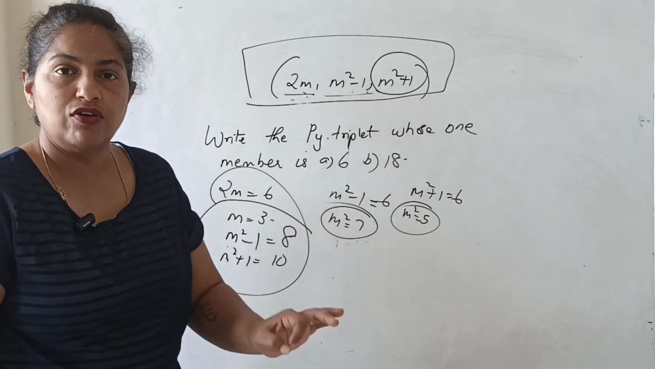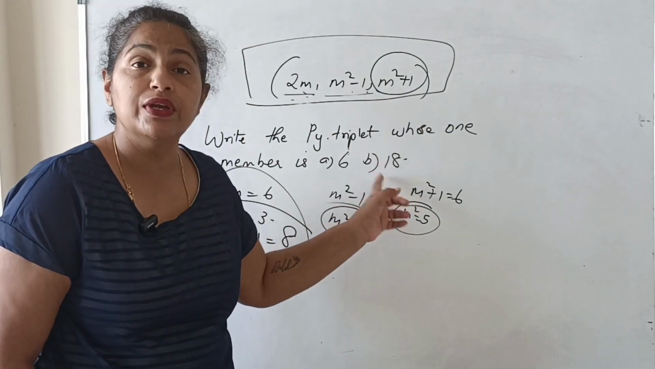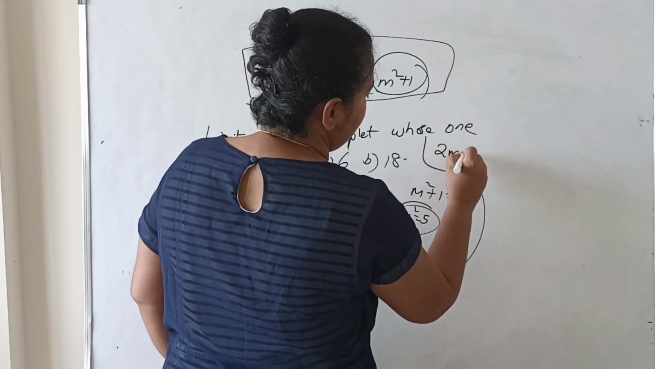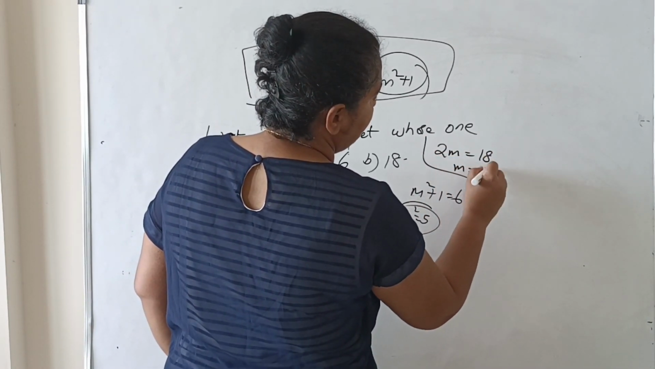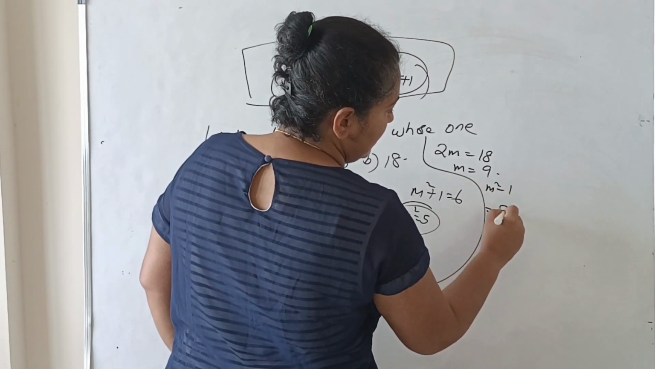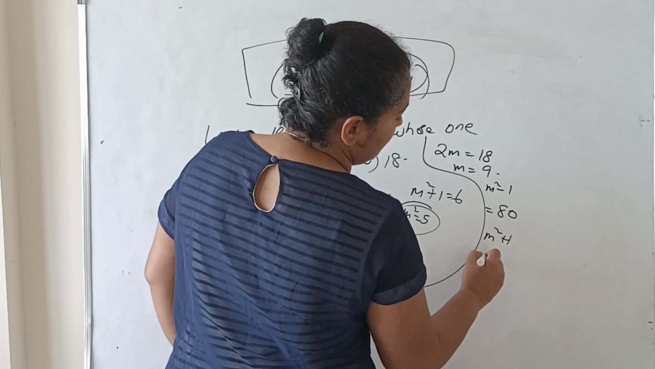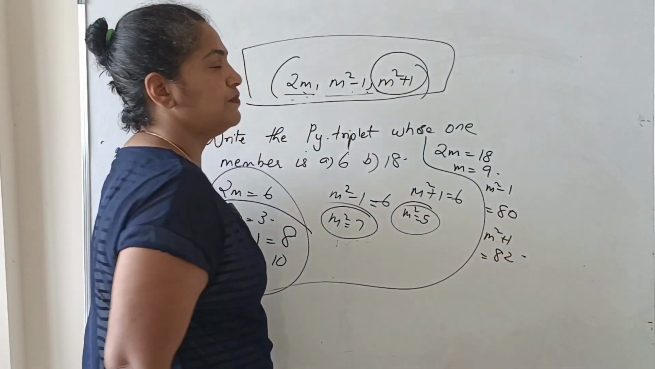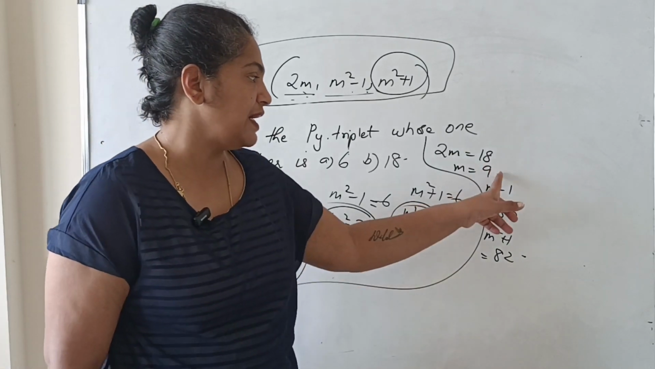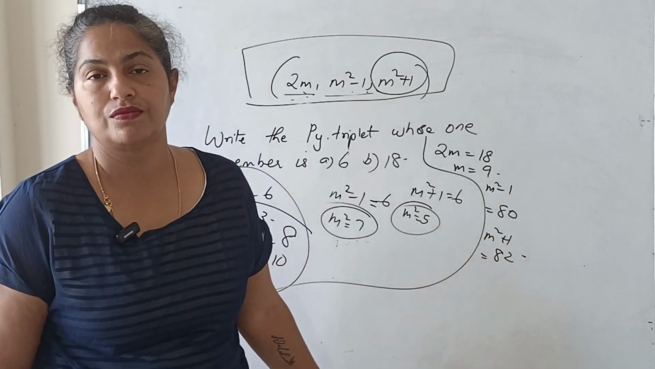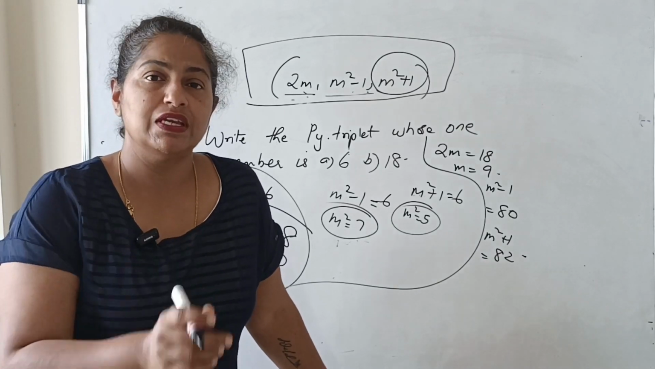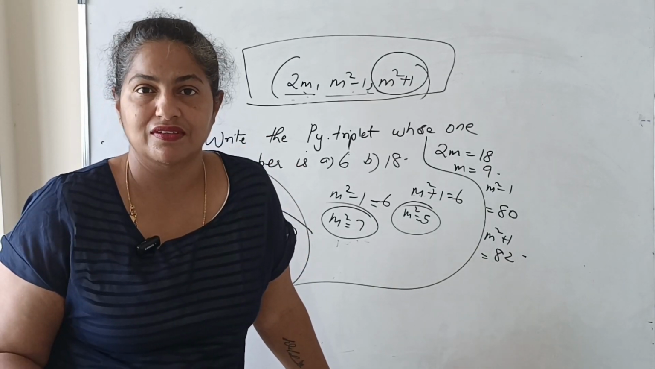Now let us find the Pythagorean triplet where my value 2m is equal to 18. So when 2m is equal to 18, I get m is equal to 9. So m square minus 1 becomes 80 and m square plus 1 becomes 82. So my Pythagorean triplet now is 18, 80 and 82. I hope you are clear with this particular concept and how to apply it on the sums.